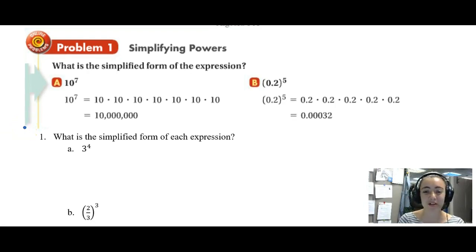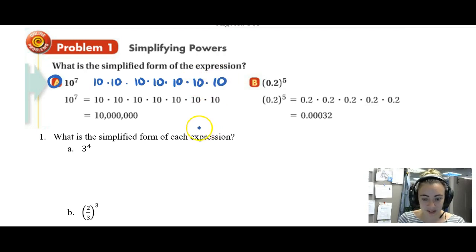So the first problem is simplifying powers. What is the simplified form of this expression? The first one is 10 to the 7th power. Again, that exponent is 7. Your base is 10. So that exponent of 7 tells you how many times you multiply the base: 7 times. So 1, 2, 3, 4, 5, 6, 7. And if you're familiar with your tens, you can figure out how many zeros there are, or you can always use your calculator to simplify and get your final number here.